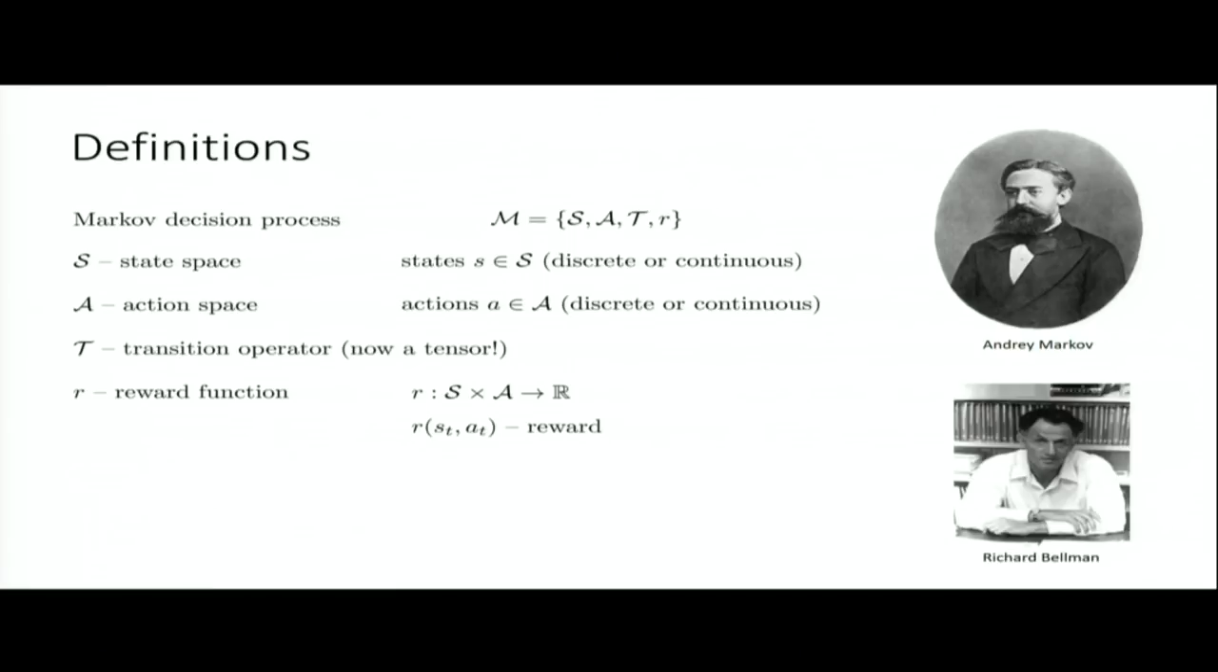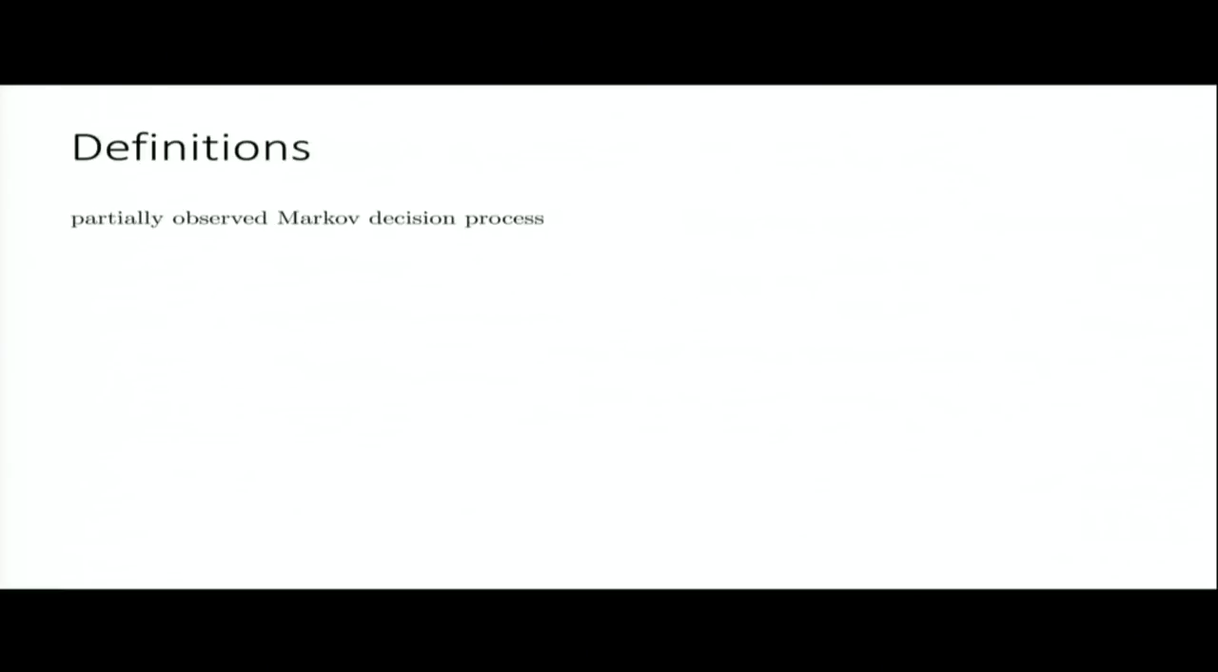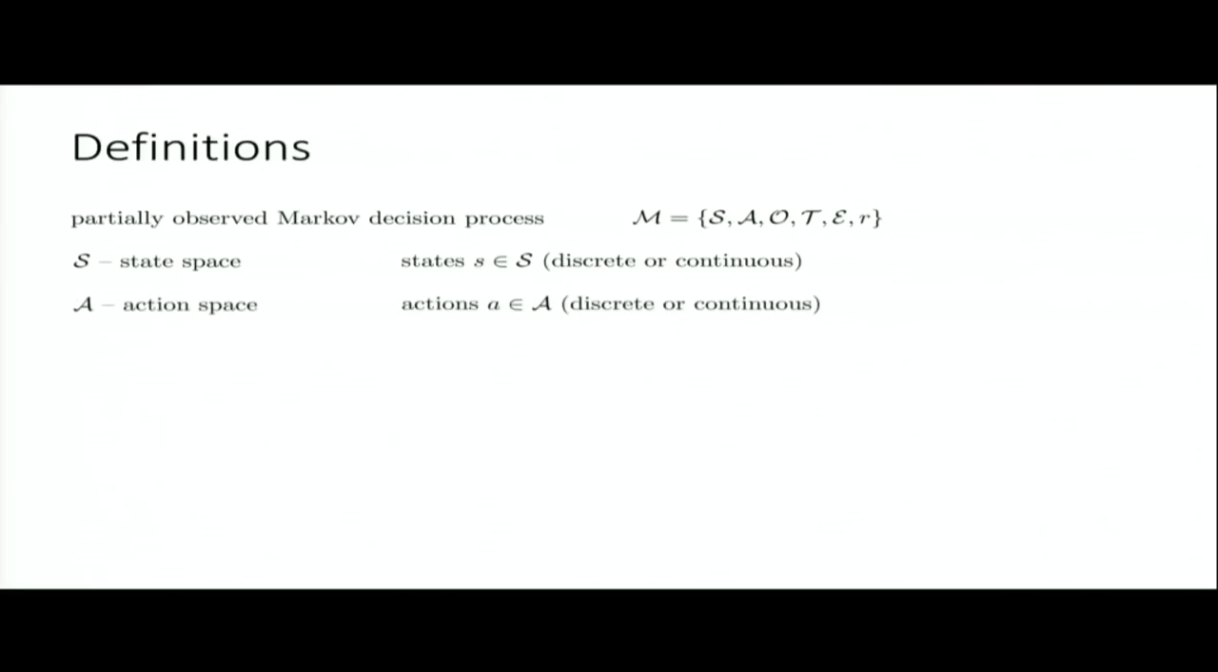There is one more generalization of this idea that we need in order to round out our set of definitions, and that's the partially observed Markov decision process. So the partially observed Markov decision process adds 2 additional things. It adds an observation space O and an emission operator E. So we have the state space S like before, we have the action space like before, and now we have an observation space. And just like the state space and action space, the observation space can be either discrete or continuous. It can basically be whatever you want, and you have your set of observations.